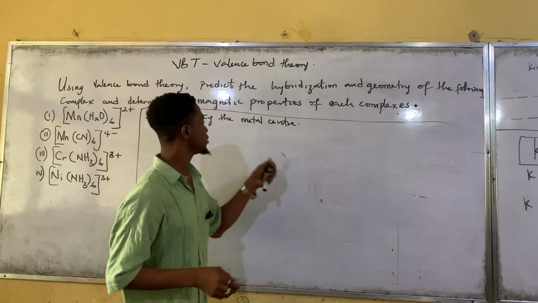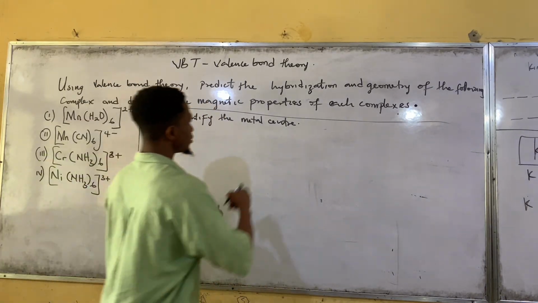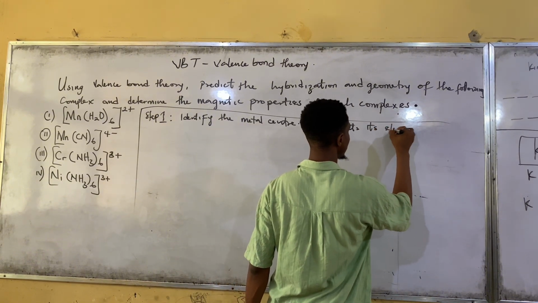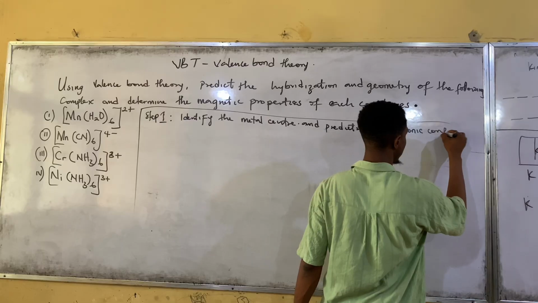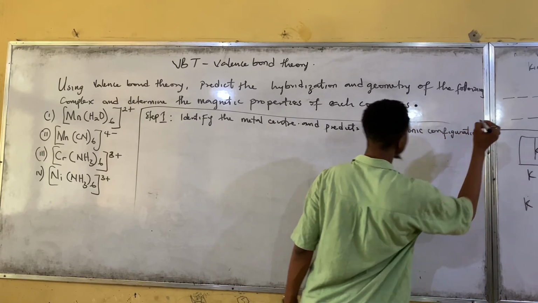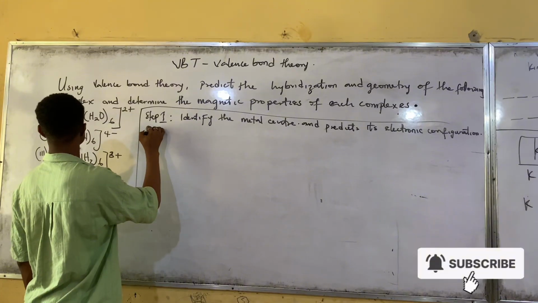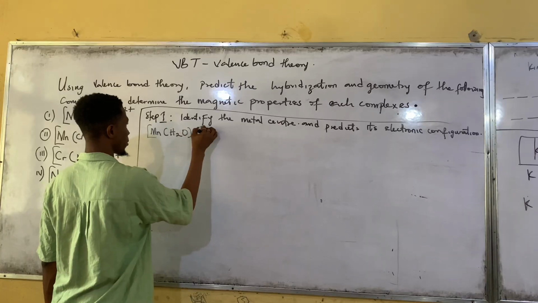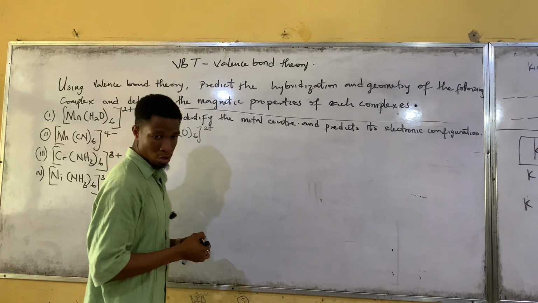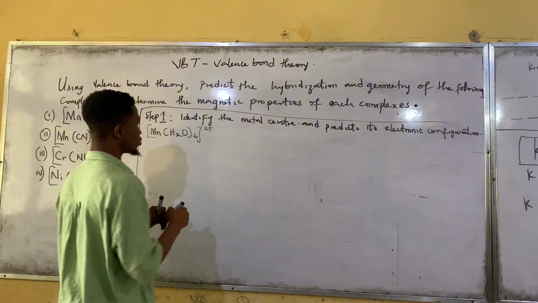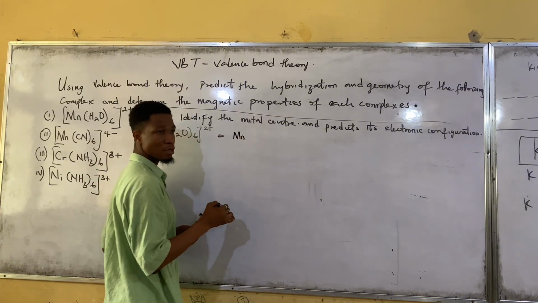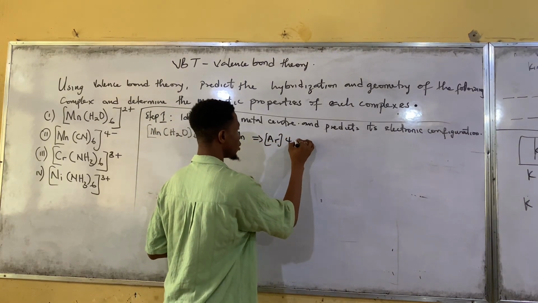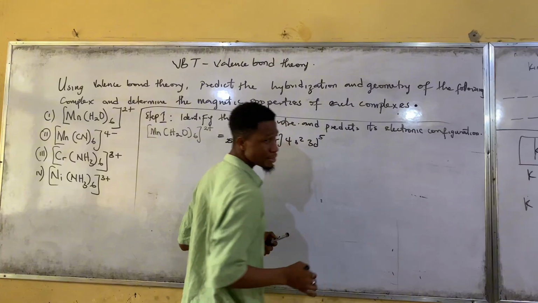First step is to identify the metal center and predict its electronic configuration. So what's the metal center here for the first question? We have Mn(H2O)6 2+. Since it's this, the metal center should be Mn. Mn is 25, which is argon 4s2 3d5, right?